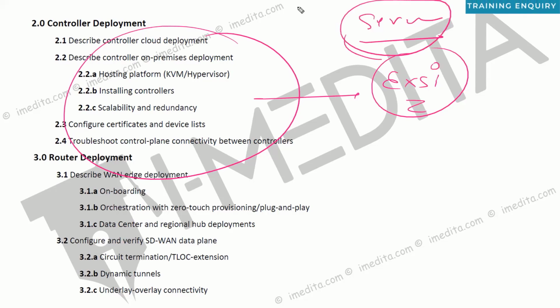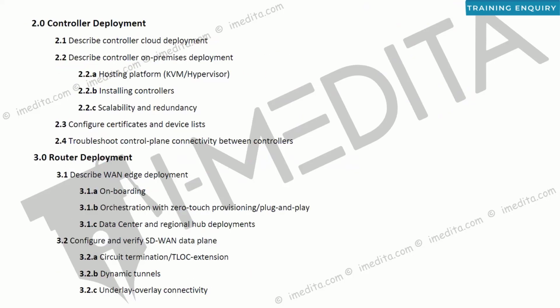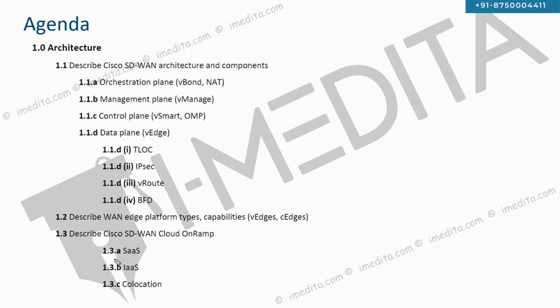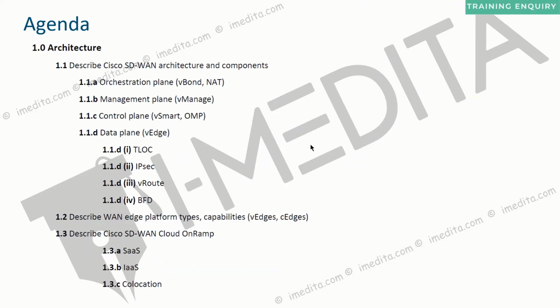So we are not going to talk about what is ESXi, what is a Dell compute server, what is a hypervisor, and all that. Similar to that, other things as well. For example, we will talk about what is cloud on-ramp for SaaS, but we will not talk about what is SaaS, what services AWS offers, what services Azure offers, and all. We are not going to talk about that.